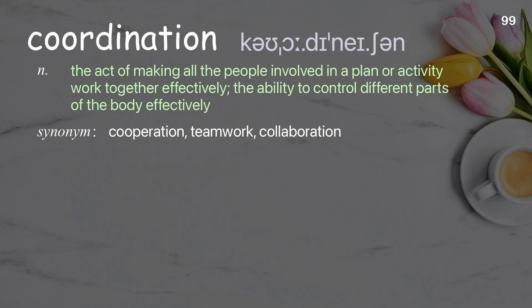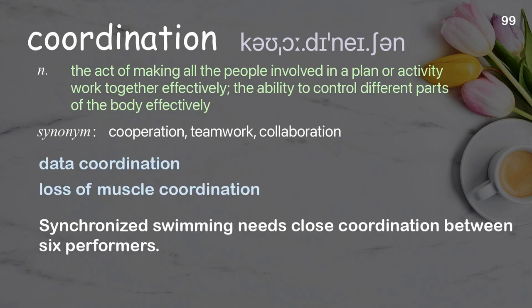Coordination. The act of making all the people involved in a plan or activity work together effectively, the ability to control different parts of the body effectively. Examples: data coordination, loss of muscle coordination. Synchronized swimming needs close coordination between six performers.